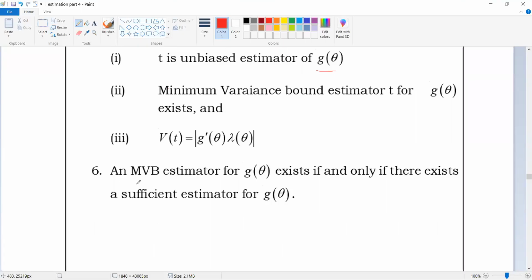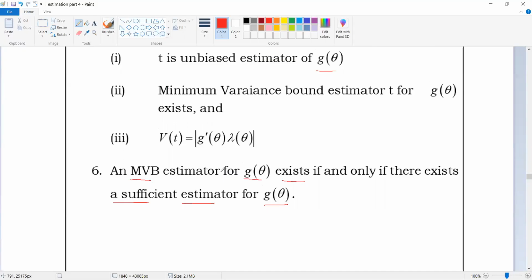So finally, we have an important property. A minimum variance bound estimator for g(θ) exists if and only if there exists a sufficient estimator of g(θ). MVB exists if and only if there exists a sufficient estimator for g(θ). To identify the sufficient estimator of a given problem is very typical, so in this case we have to take these MVB estimators. An MVB estimator of parameter θ exists if and only if there exists a sufficient estimator for g(θ).